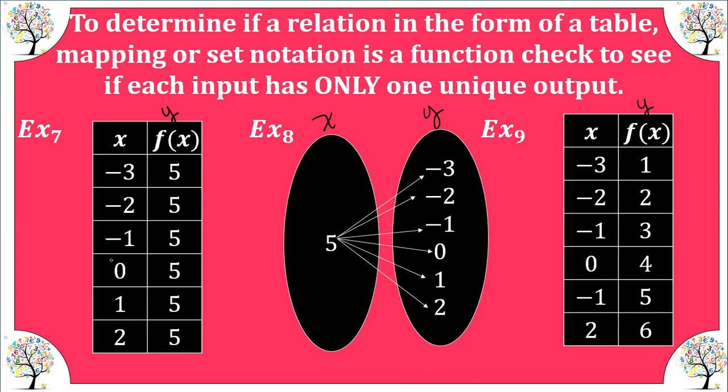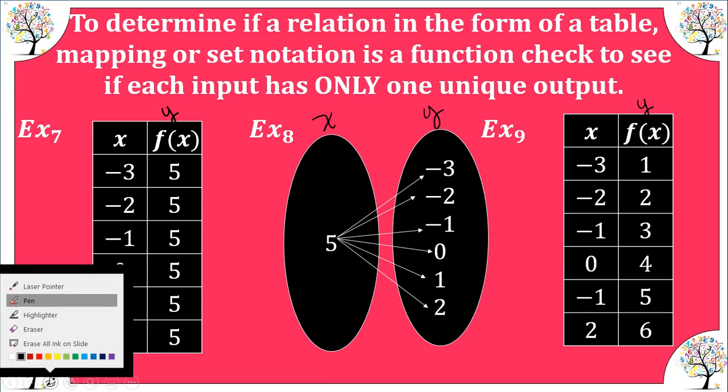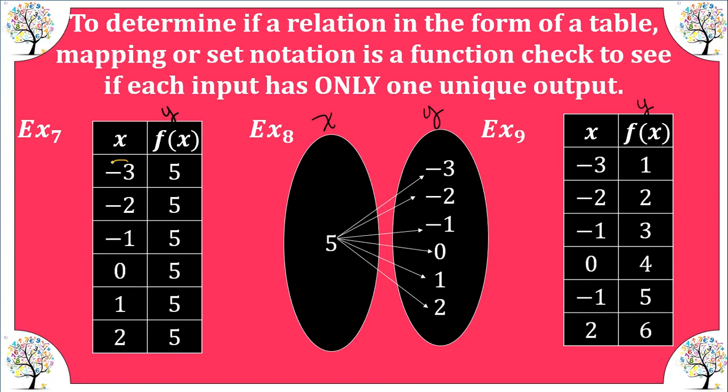So we need to first just look, and let's get a different color so we can see it. Let's first just look at the x values. If the x values do not repeat, we can immediately say that this is a function, because this -3 only has one output. It only goes to 5. This -2 only has one output. This -1 only has one output. This 0, one output. This 1, one output. And this 2 has one output. Now, the outputs can all be the same.